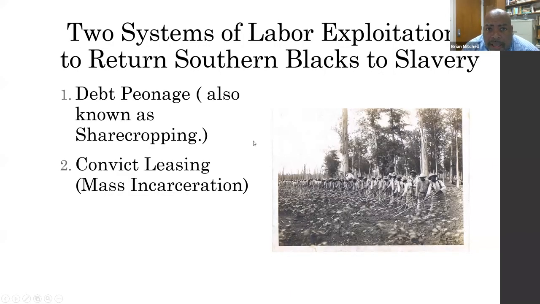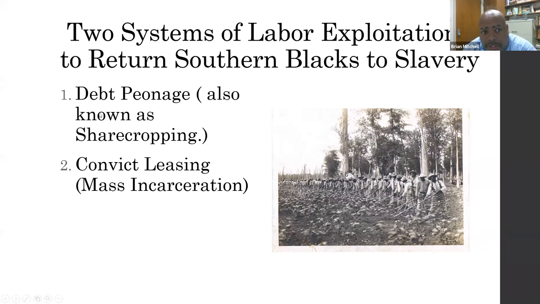However, as a consequence of the 1876 presidential election and the movement away from Reconstruction, two systems of exploitation were developed in the South to return African Americans to near slavery. What I often tell my students is pseudo-slavery. So they were designed to mirror slavery or create circumstances where African-American labor could be exploited.